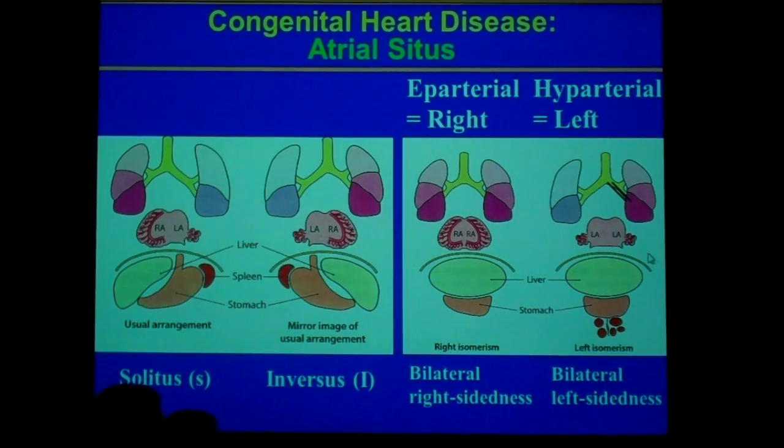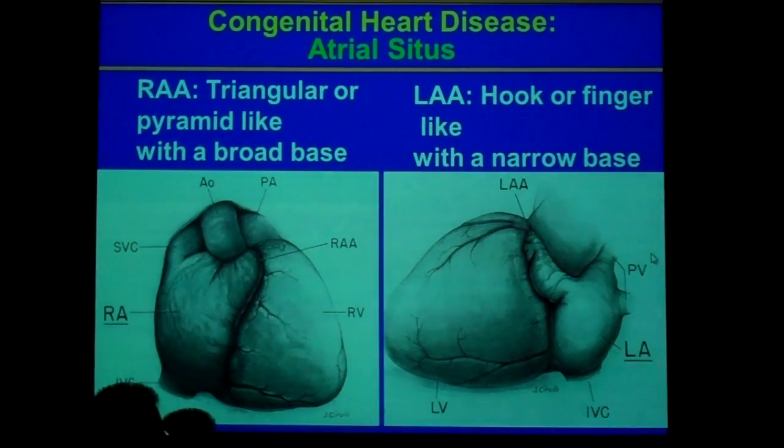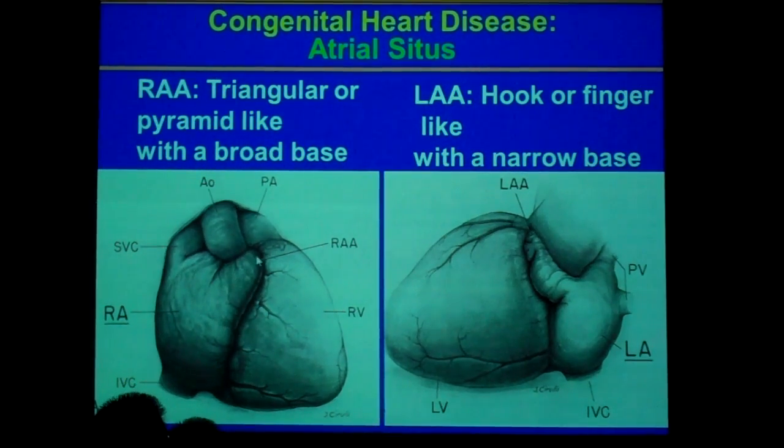Is that clear now, Pawan? Okay. So now you look at the heart from outside. This is the right atrial appendage morphology. I said broad base, and it looks like a pyramid. So triangular, pyramid-like with a broad opening is right atrial appendage morphology. You see this and say, yes, this is right. If you see the same thing on the left side, it's bilateral right-sidedness.